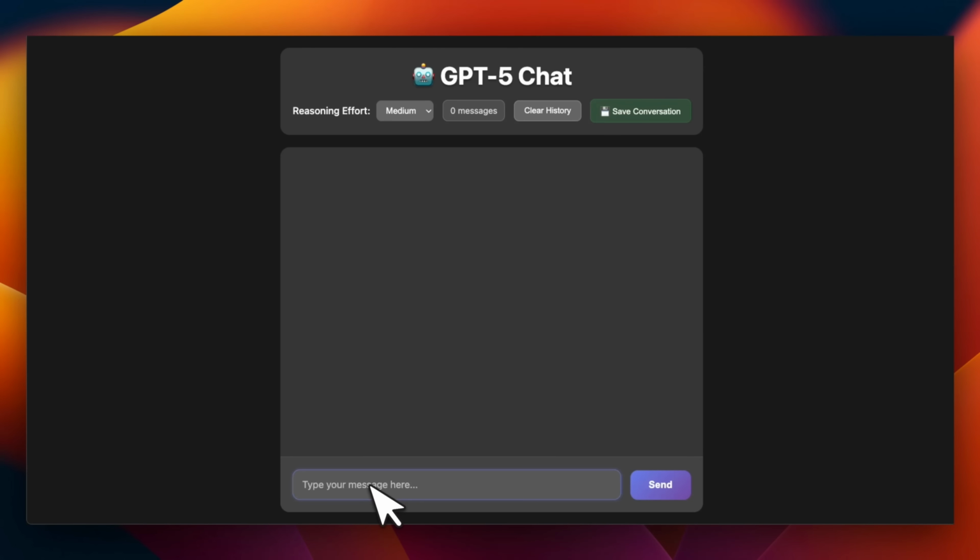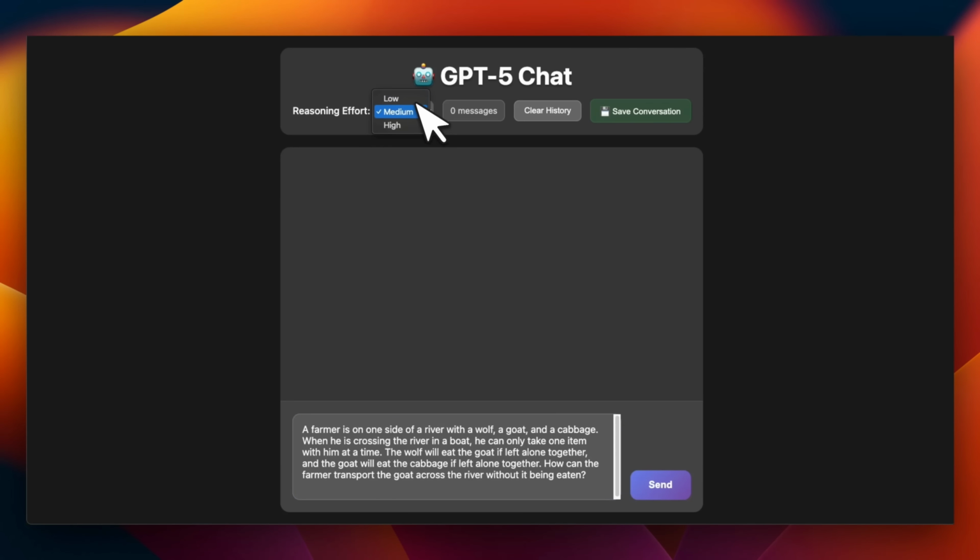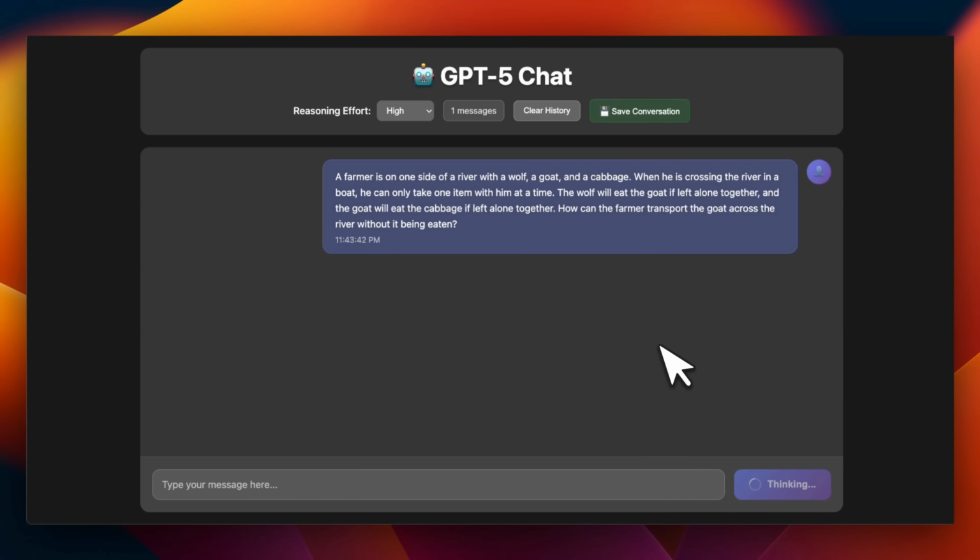Now, I have run this previously, but we're going to test it right now because I think this one doesn't take too long. So we're going to set it on high reasoning effort. We'll send the prompt and let's wait for the output. In the previous iterations that I ran a couple of times, it always gets the answer wrong. So let's see what happens now.